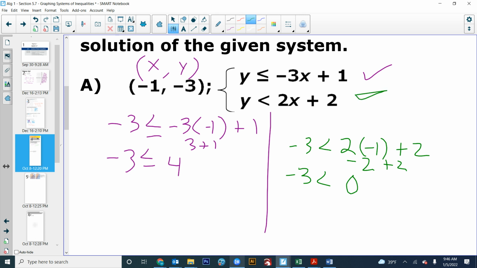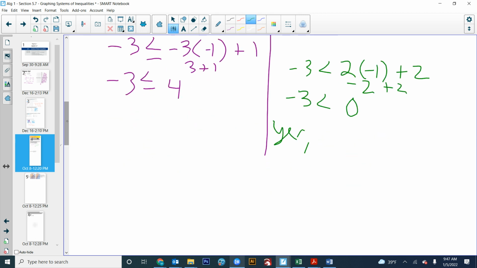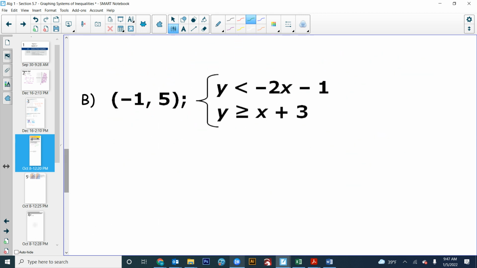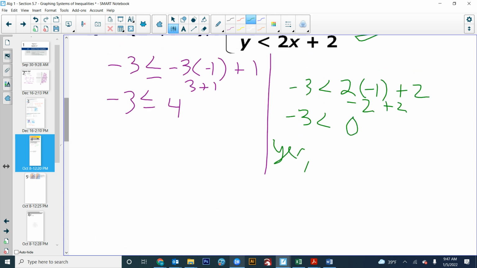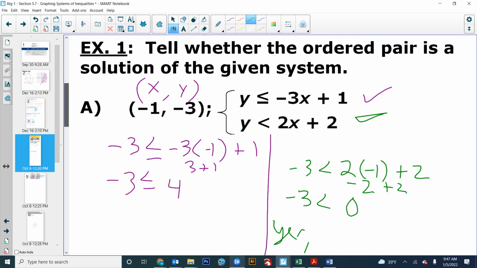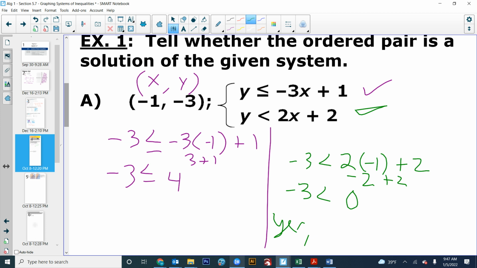So, guys, what we're going to say is, yes, it is a solution. On a graph, we're not going to graph both of those right now, but what would that mean about that point? If you shade both graphs, that point would be in the double shaded part. Yep.